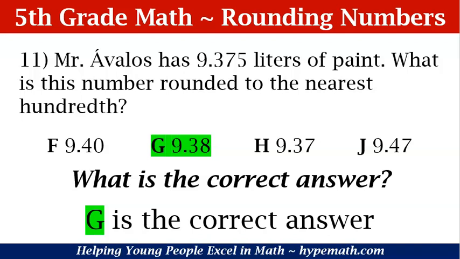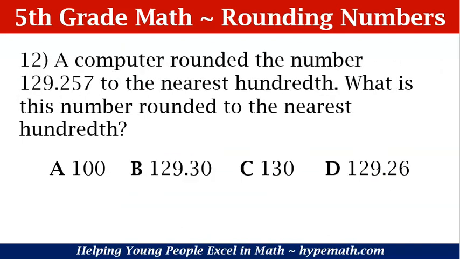In looking at 9.375, we know that the 7 is in the hundredths place. We have to look immediately to the right at the 5. Since the number is 5 or more, the rounding digit rounds up one number. So the 7 becomes an 8, and everything after that drops off or becomes a 0. So our answer is 9.38. Let's move to our next problem.